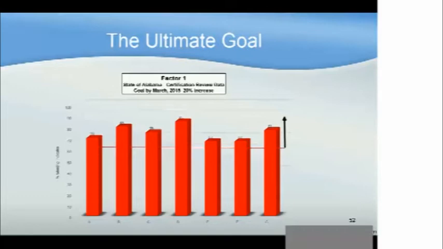There's our good arrow. Once again, continuous improvement. And I know that we can achieve this. And I'm going to look by March 2015. I'm hoping to see this 20% increase.